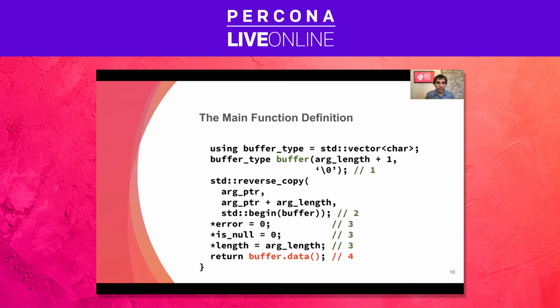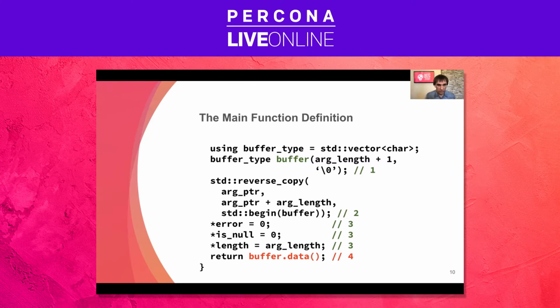For temporary storage, we are not going to allocate any memory manually. We are going to use a std::vector of char as a buffer. You can see it's being initialized, being constructed with a predefined length at line 1. Then at line 2, we use the standard STL reverse copy algorithm to fill it with the characters in reverse order.